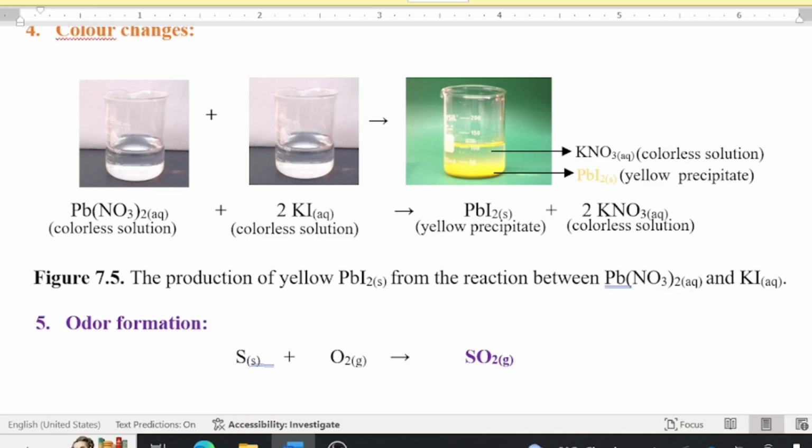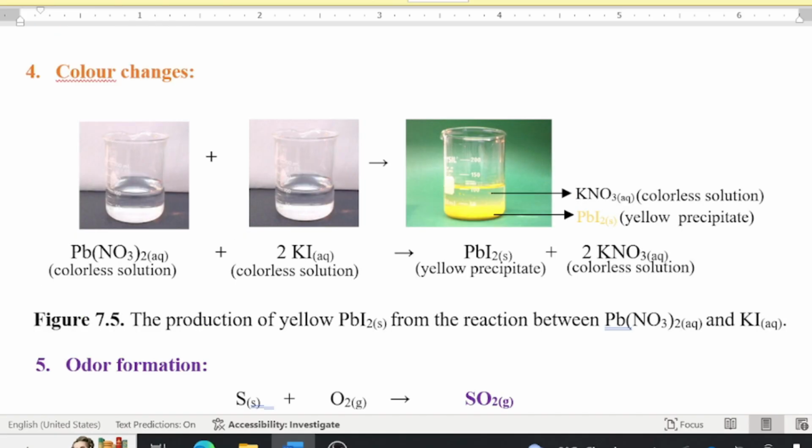Color changes. If you react lead-2 nitrate with a solution of potassium iodide, you'll get a yellow precipitate of lead-2 iodide. And of course, you can see lots of color changes that are taking place in nature, and all those are indicating to us that chemical changes are taking place.